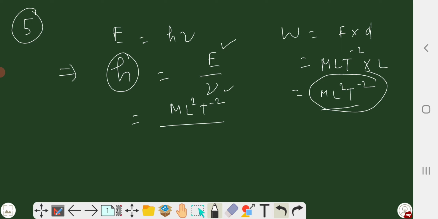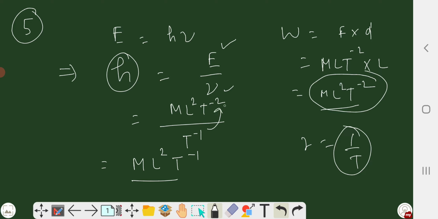Nu is a frequency, and you know very well nu equals 1 upon T. So from here, 1 upon time period means the dimension of nu would be T to the power minus 1. So if we solve this, what we will get is ML square T minus 1. Okay, this will go up and become plus 1. So this would be the formula for h.